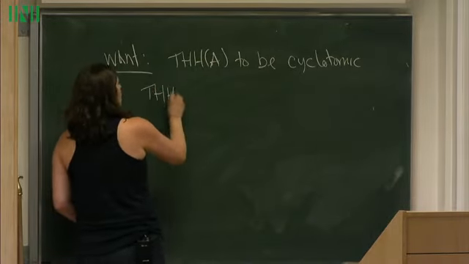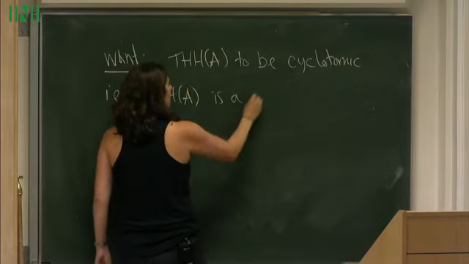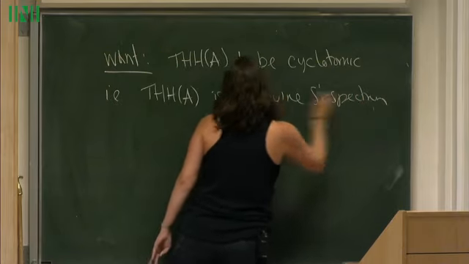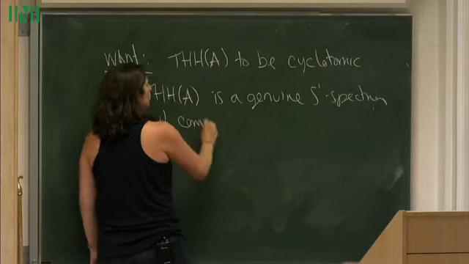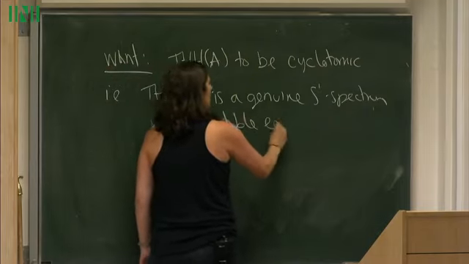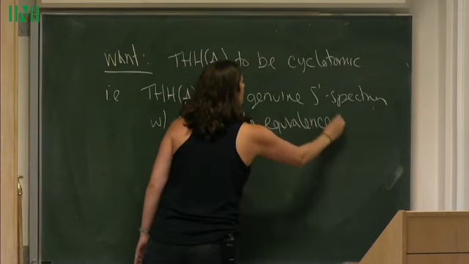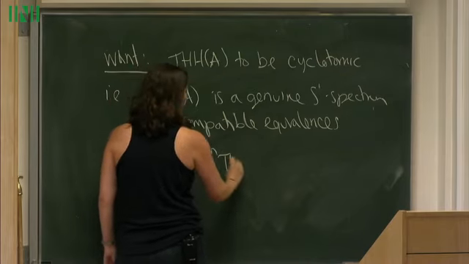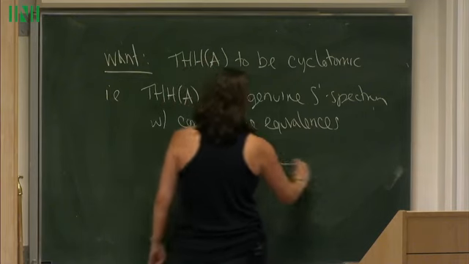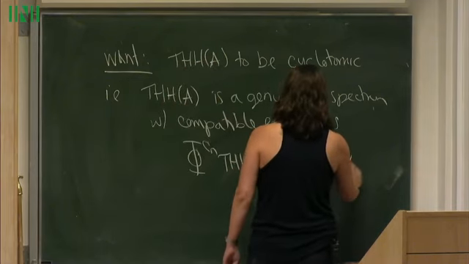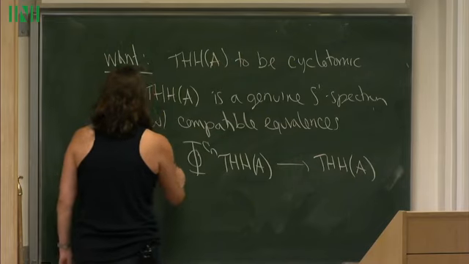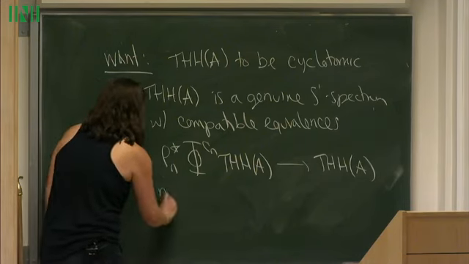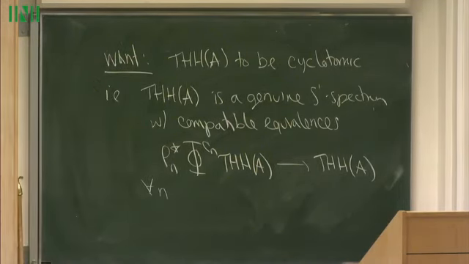THH is cyclotomic if THH of A is a genuine S1 spectrum with compatible equivalences that look like the following. So we have equivalences from the C_N geometric fixed points of topological Hochschild homology back to topological Hochschild homology. Let me put a rho_n star there for accuracy. So we want maps like this for all n, and they need to be compatible in some way.